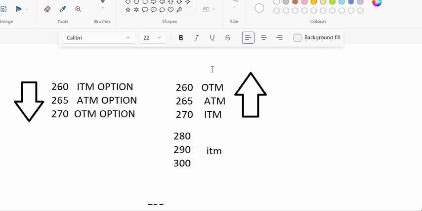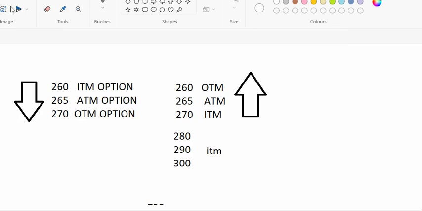So what will happen if, after a couple of days, ITC is at 260? These price points will now move like this, so 260 will become the at the money option.